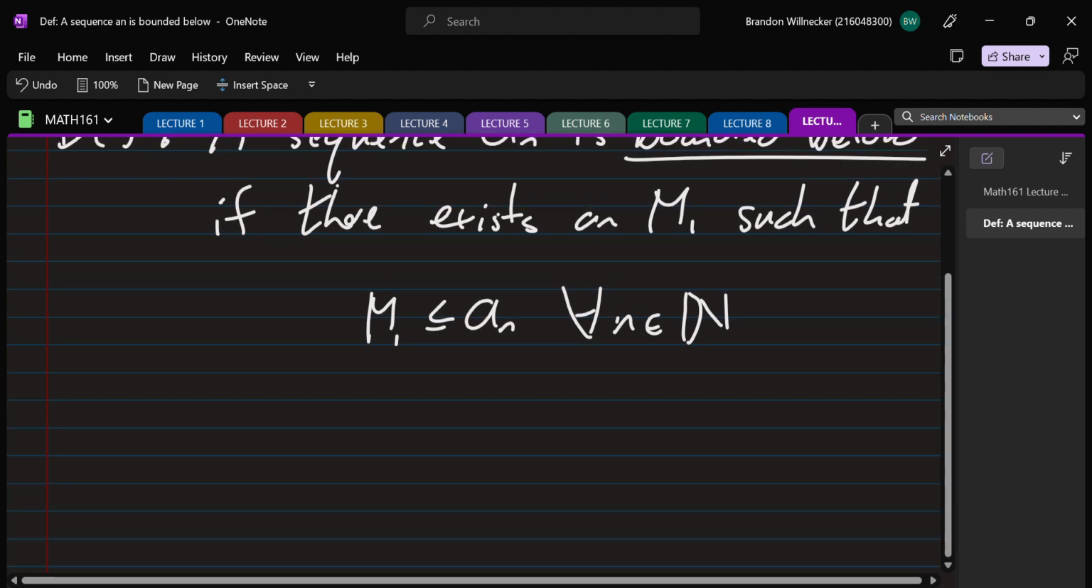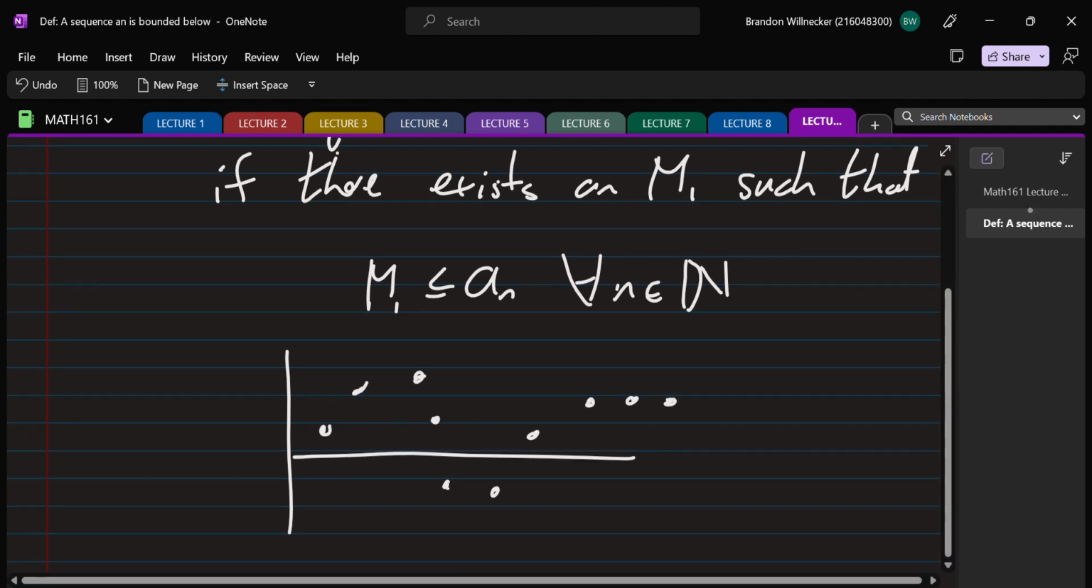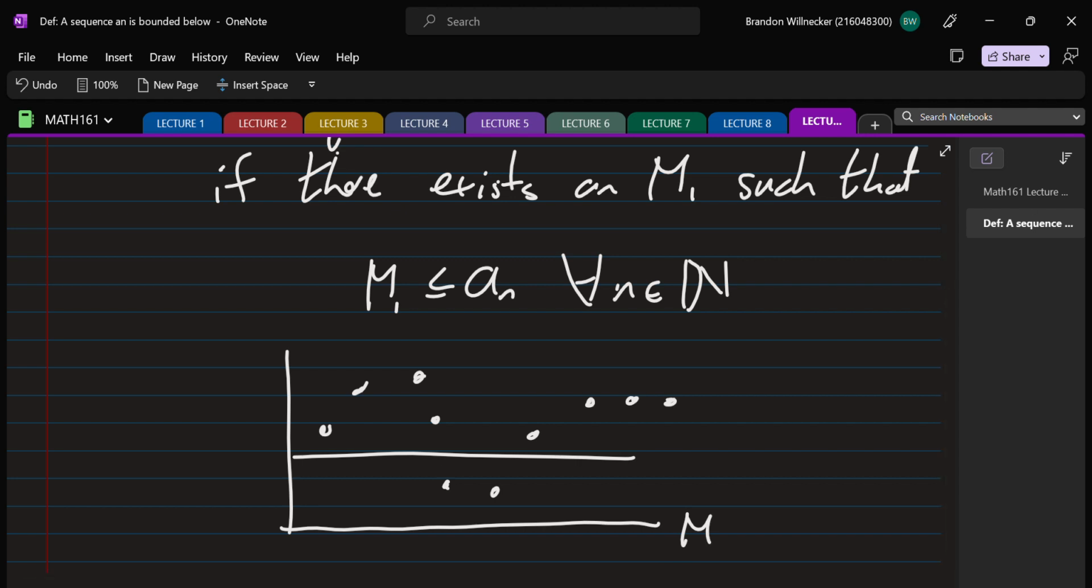So just as a little picture, we might have something like this. So the sequence may do something like this. But we see that there's this line here at M1. Okay, so whatever that M1 may be, we see that the sequence never goes below that line. Okay, since it never goes below that line, we say that it's bounded below.